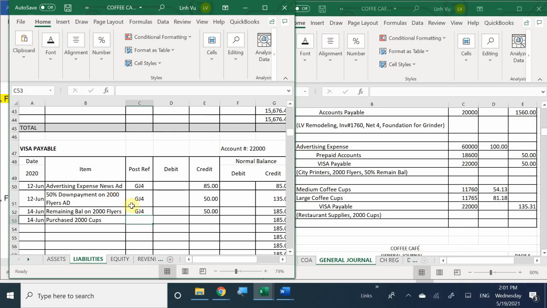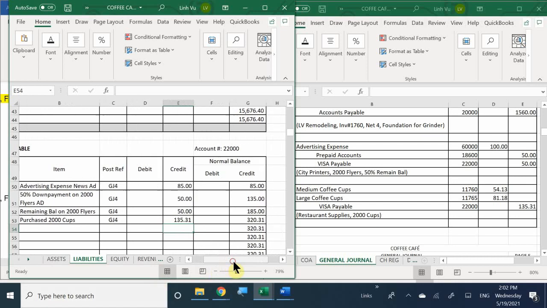I went to the store and bought 2,000 cups at a total of, right, we got to do general journal first, at a total of $135.31. All right, and that should bring up my account balance to now reflect that I have a $320.31 balance on my credit card.